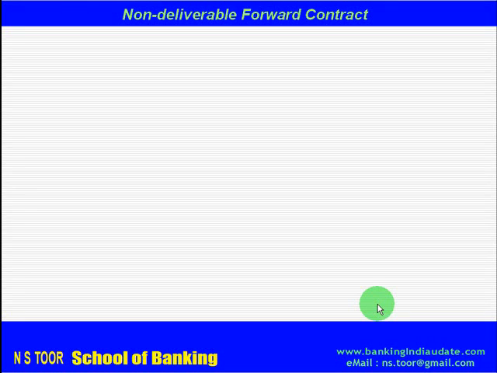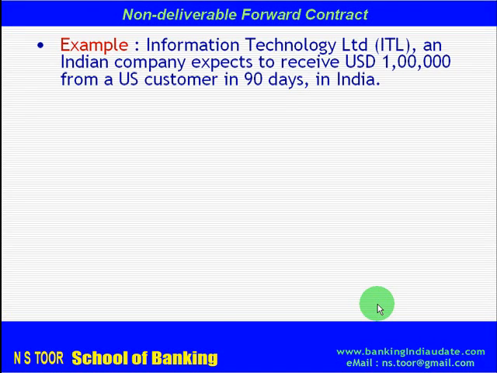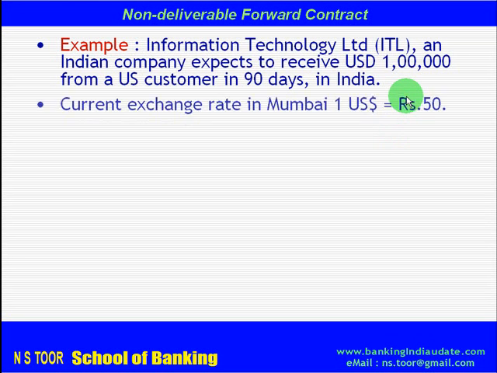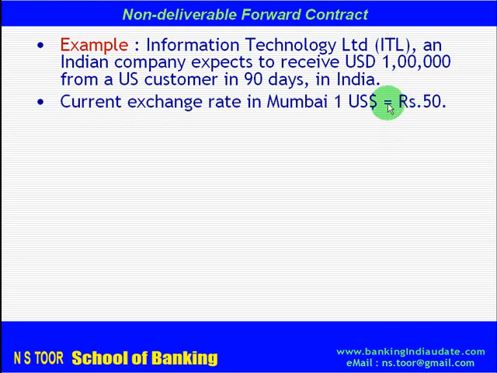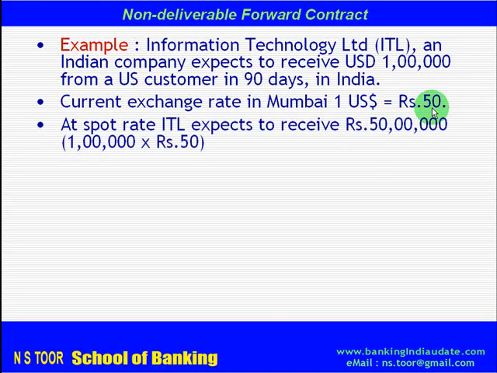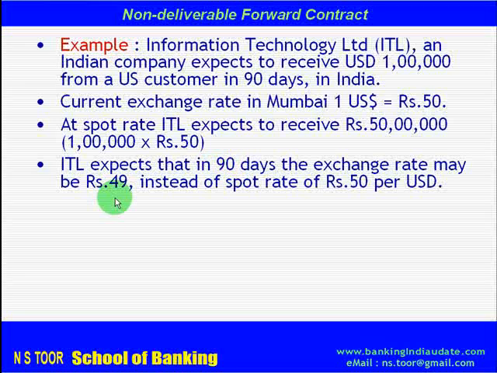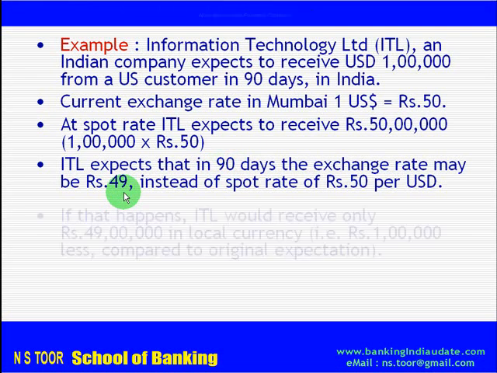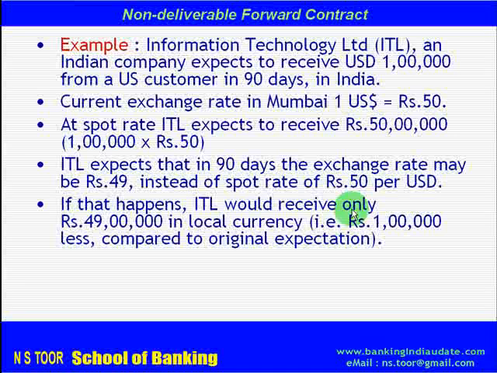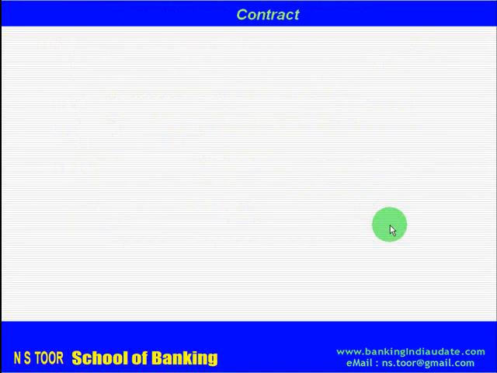Now let us cover the non-deliverable forward contract, NDF. Our example remains the same. The company is expecting to get $1 lakh after 90 days. The current exchange rate is 50 rupees in Mumbai. In that way, the company would get 50 lakh rupees. But they expect the rupee to move to 49. Hence, they will be getting 1 lakh rupees less than their original expectation.